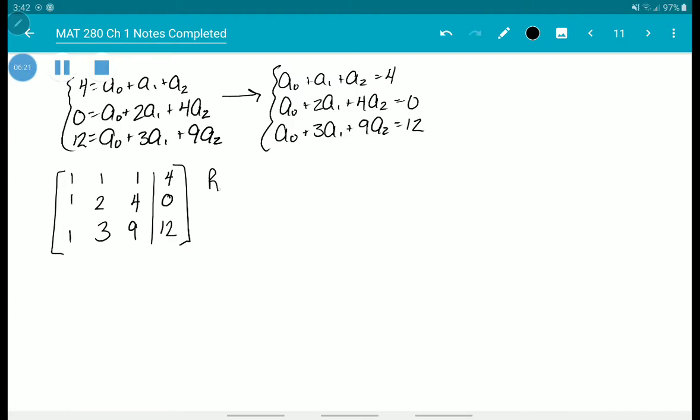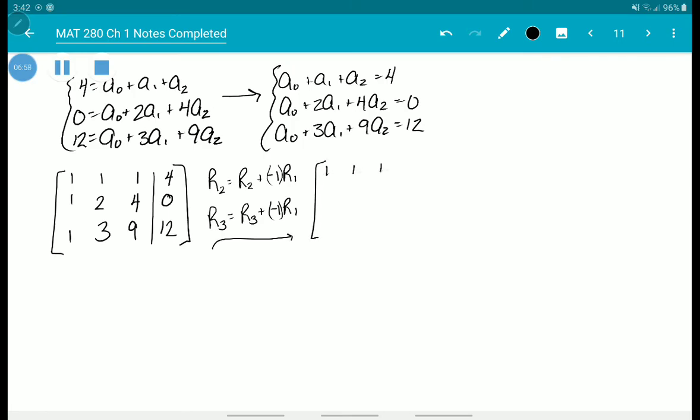So we're going to take row 2 and we're going to replace it with row 2 plus -1 times row 1. We're going to take row 3 and replace it with row 3 plus -1 times row 1. So notice in both of these cases, to eliminate this term and this term, I'm using row 1 to help me do that. So let's perform those operations.